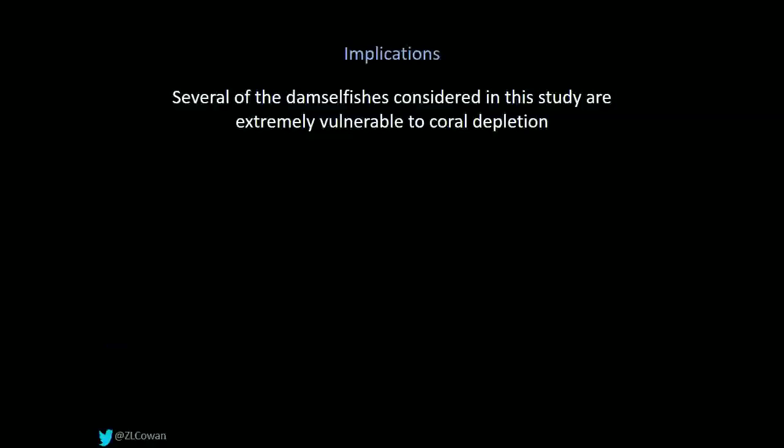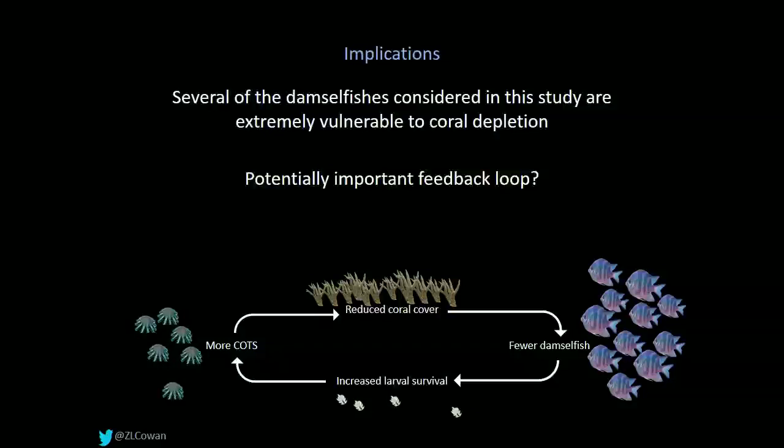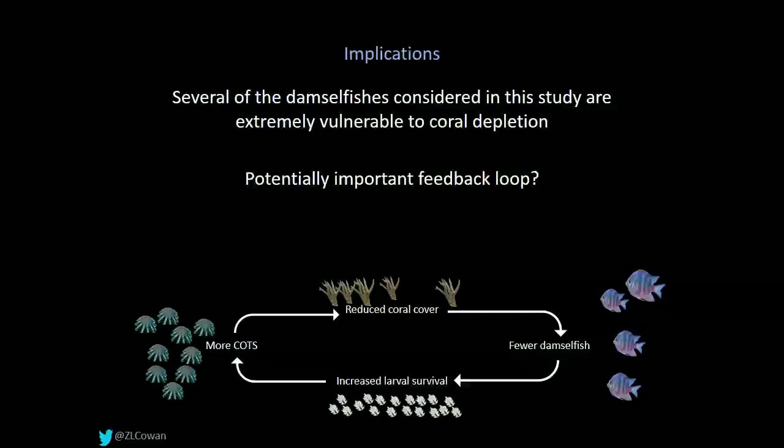Several of the damselfish considered in the study are extremely vulnerable to coral depletion, however, so any threats to the abundance or composition of planktivorous fish assemblages may give rise to new outbreaks of COTS. And this points to a potentially important feedback loop where high COTS densities may effectively remove essential habitat for coral-dwelling reef fish, leading to increased larval survival, higher numbers of adult COTS, and ever greater coral loss.